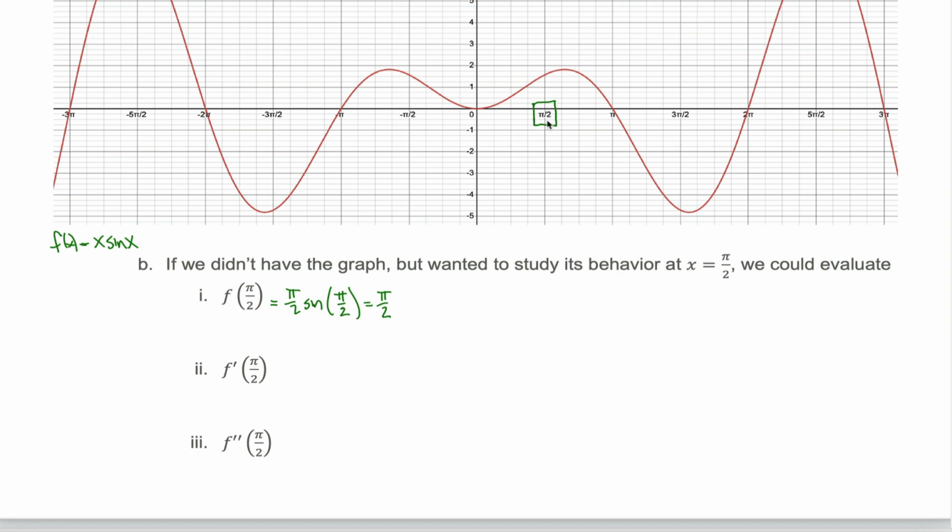The height of this graph in red when the x value equals pi over 2 is some number somewhere in here. It appears to be between 1 and 2, which makes sense. Turns out it's exactly equal to pi over 2. That's cool, but it's got nothing to do with calculus.